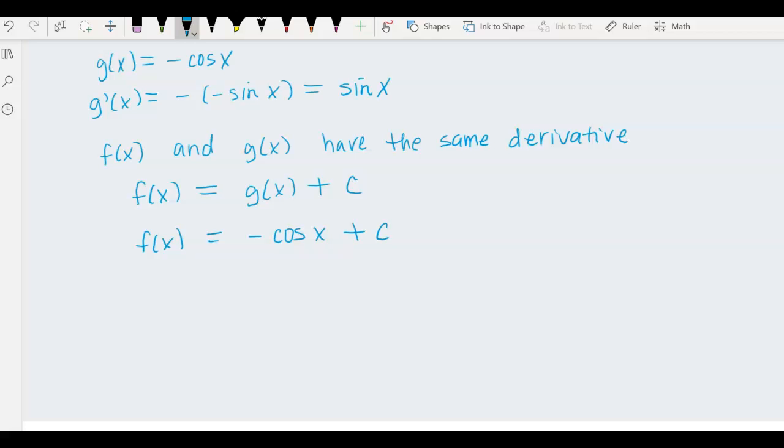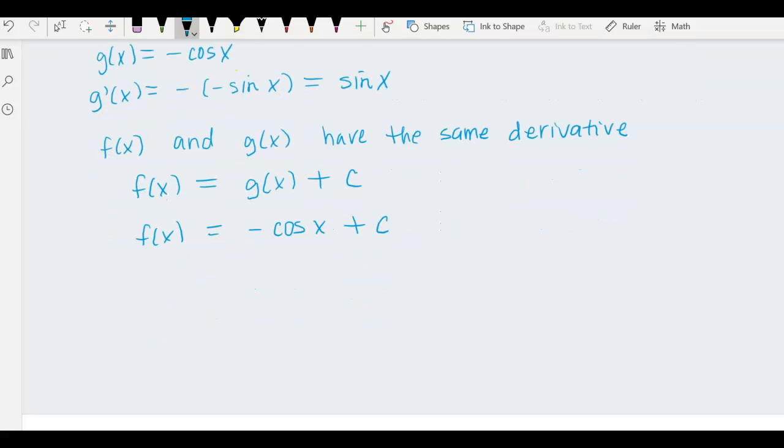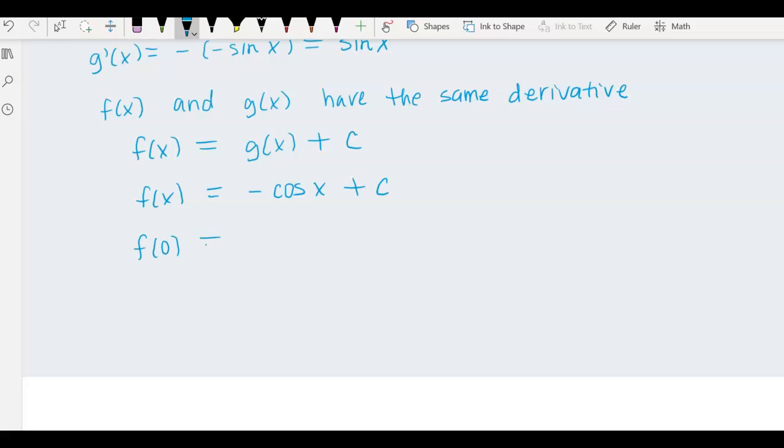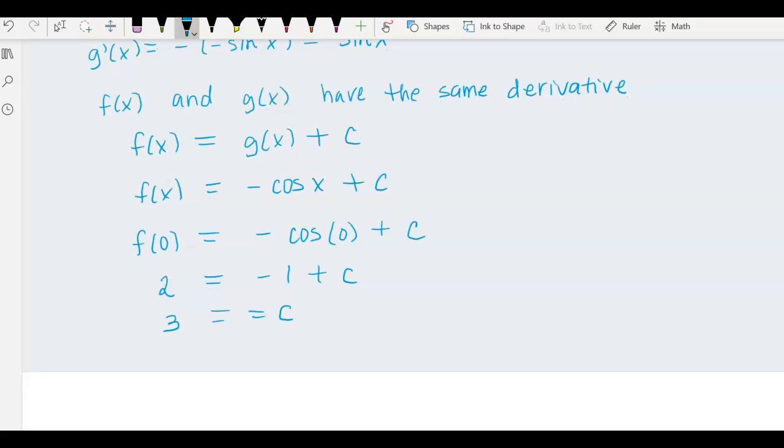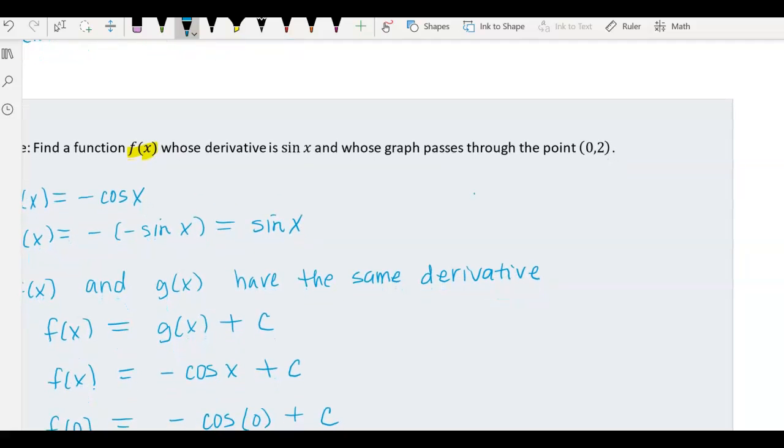We know that the graph is going to pass through the point (0, 2). So let's plug that in. f of 0 is going to be negative cosine of 0 plus c, or 2 is equal to negative cosine of 0 plus c, and cosine of 0 is 1, so this is going to be negative 1 plus c. So I'm getting that 3 is equal to c. So that means that the function that we were looking for, f of x, is going to be negative cosine of x plus 3.